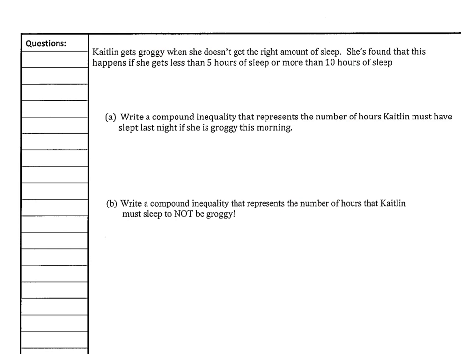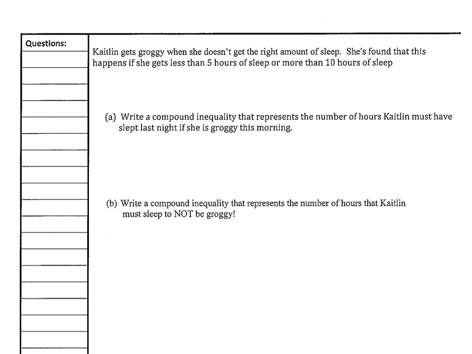All right, next problem. So Caitlin gets groggy when she doesn't get the right amount of sleep. She's found that this happens if she gets less than 5 hours of sleep or more than 10 hours of sleep. All right, so we're going to assume for the sake of this problem that when I say less than 5 hours, I mean actually less than 5 hours. More than 10 hours of sleep, I mean more than 10, not 10. All right, so we're going to write a compound inequality that represents the number of hours.